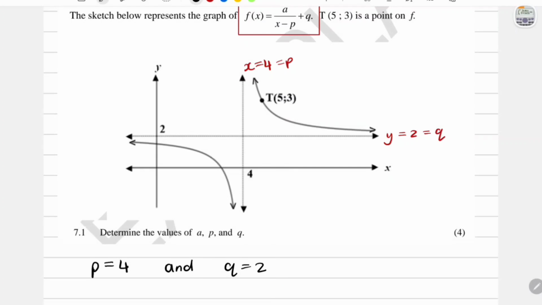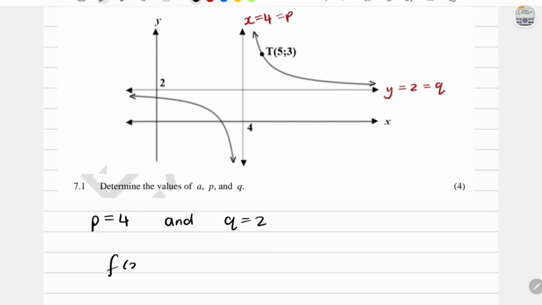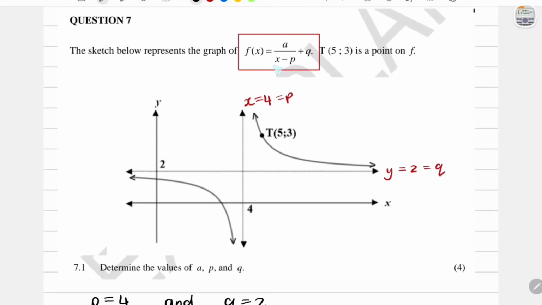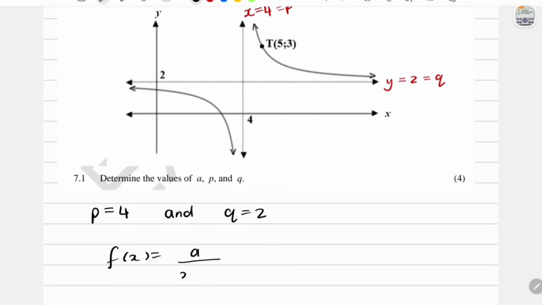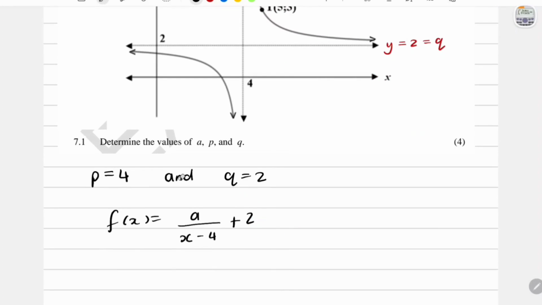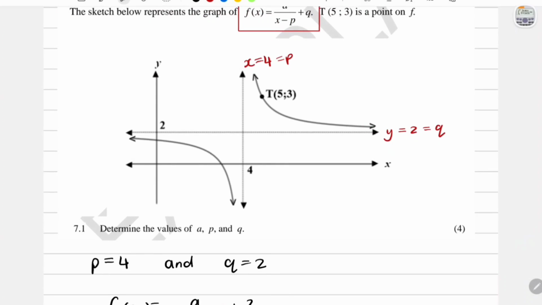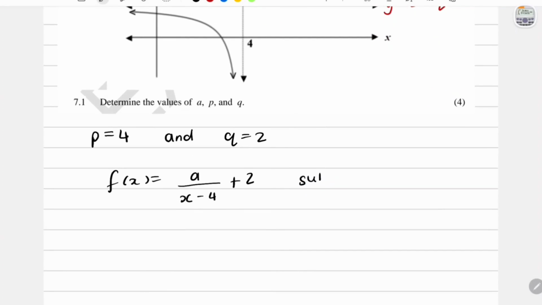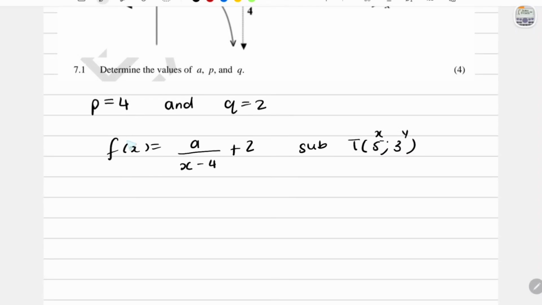I'm going to use that information to find a. So the equation is f of x is equal to a over, and I'm already going to start substituting, x minus p, p is 4. So I'm going to say x minus 4 plus 2. And when I have this equation, do you see that it's almost done? Only a is missing. So how would you find a? You'd find a by using this point they gave you, substitute that point in. So we're going to go ahead and substitute the point t, which is 5 and 3, as your x and your y value. So f of x is 3.